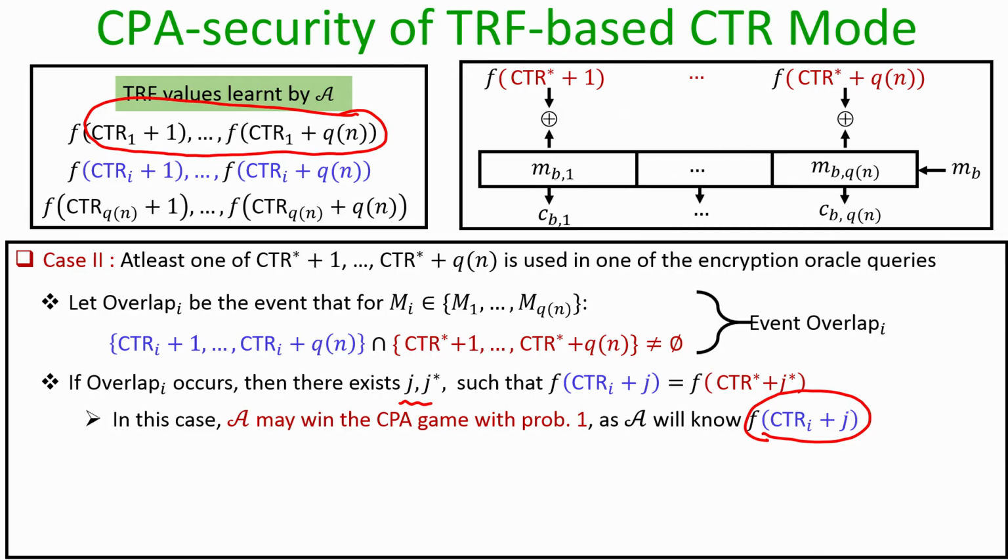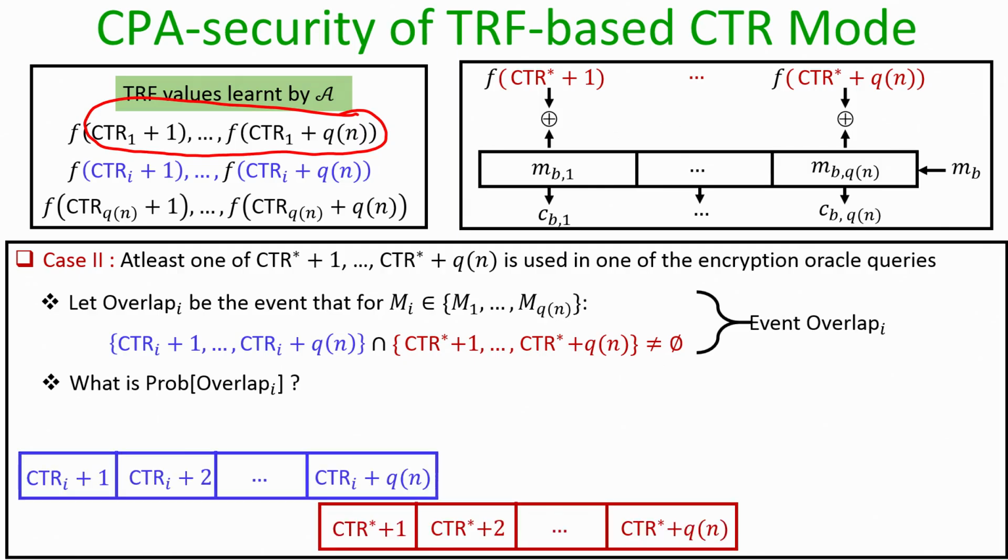So, as soon as the adversary sees that there is an overlap, then based on the value of the truly random function which it has already seen from the response of the encryption oracle query, it can easily identify what has been encrypted in the challenge ciphertext. Now we have to understand what exactly is the probability of the event overlap I happening.